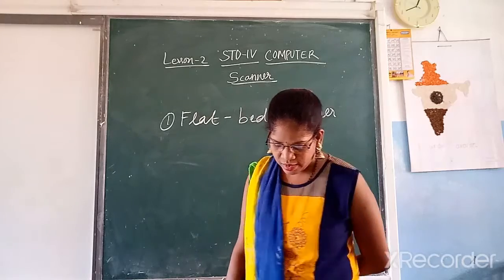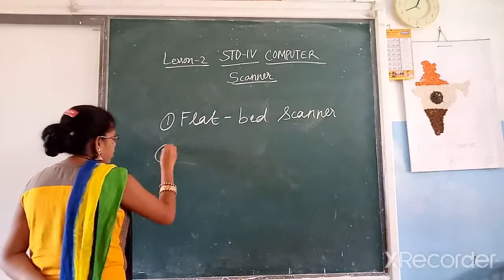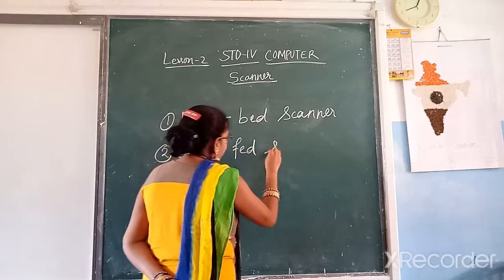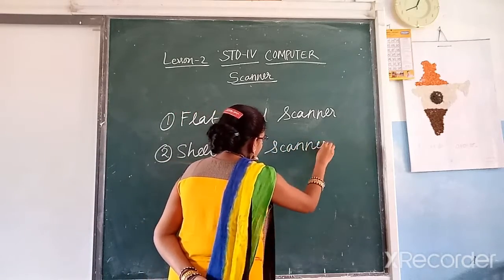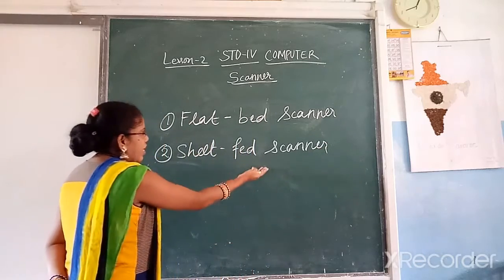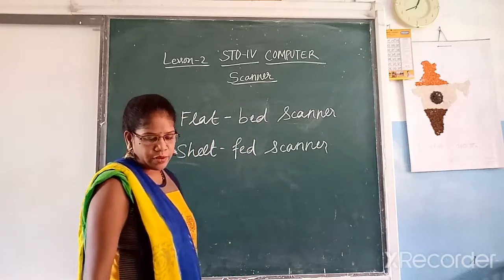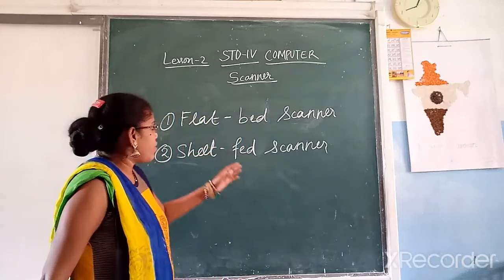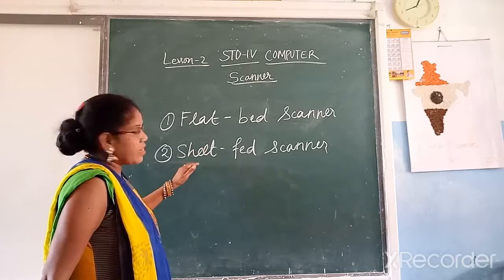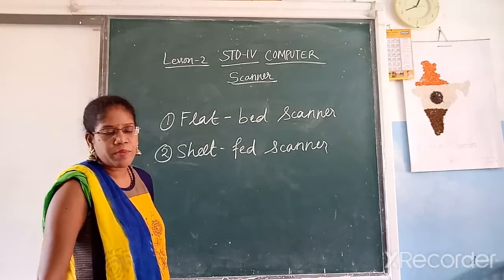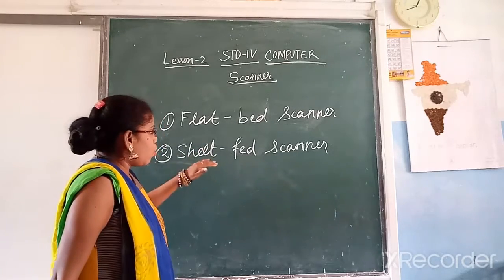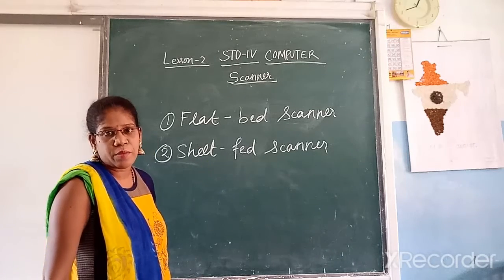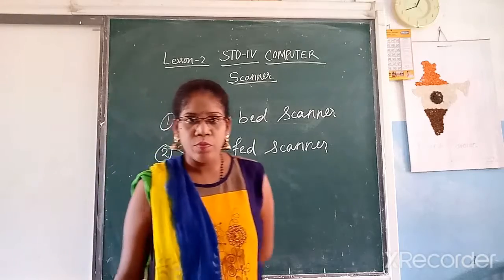The next one is the sheet fed scanner. Sheet fed scanner is also the same as a flat bed scanner. Its uses are almost the same, but the difference is what? A sheet fed scanner takes more pages, and it will only scan paper. It won't scan any 3D images or any books.